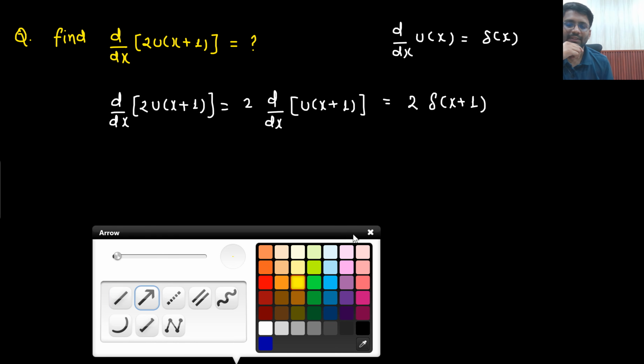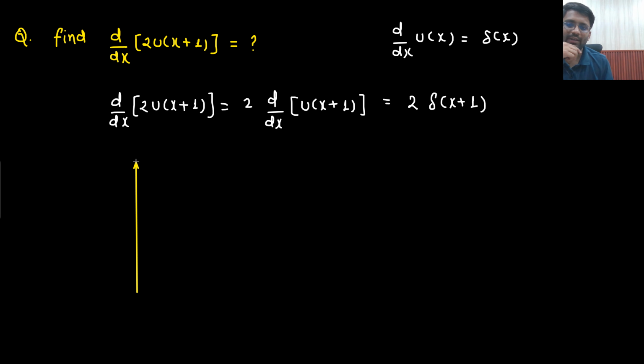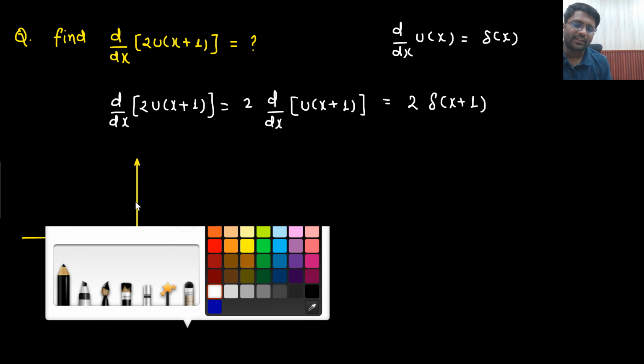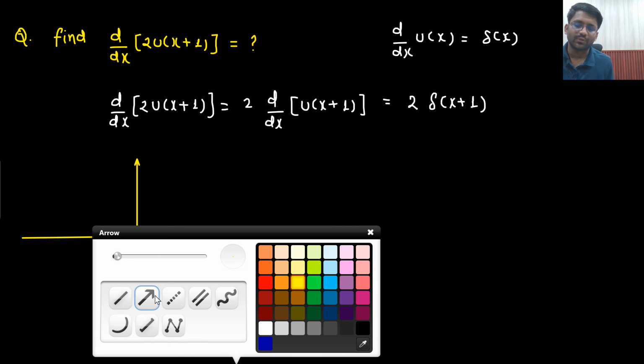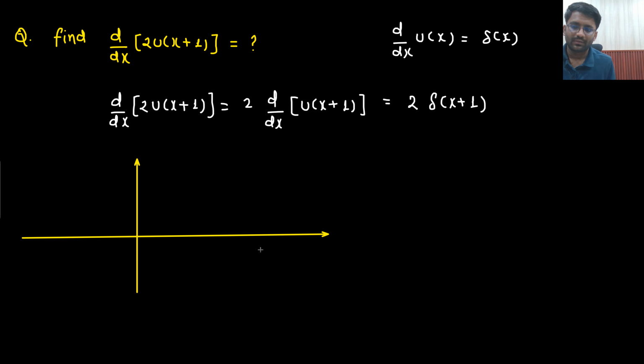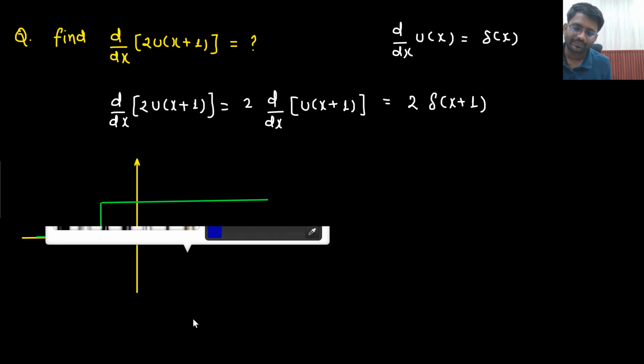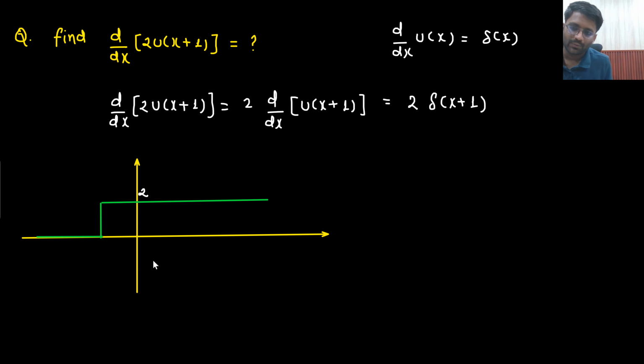Or you can go by the graph as well. How will you go by the graph? Can you draw the graph of 2u(x plus 1)? This is the graph of u(x). For u(x plus 1), x plus 1 means it will be shifted by 1 here. And then multiply with 2. So what kind of graph will you get? This kind of graph I will be getting: 2u(x plus 1). So this is the graph you are getting.